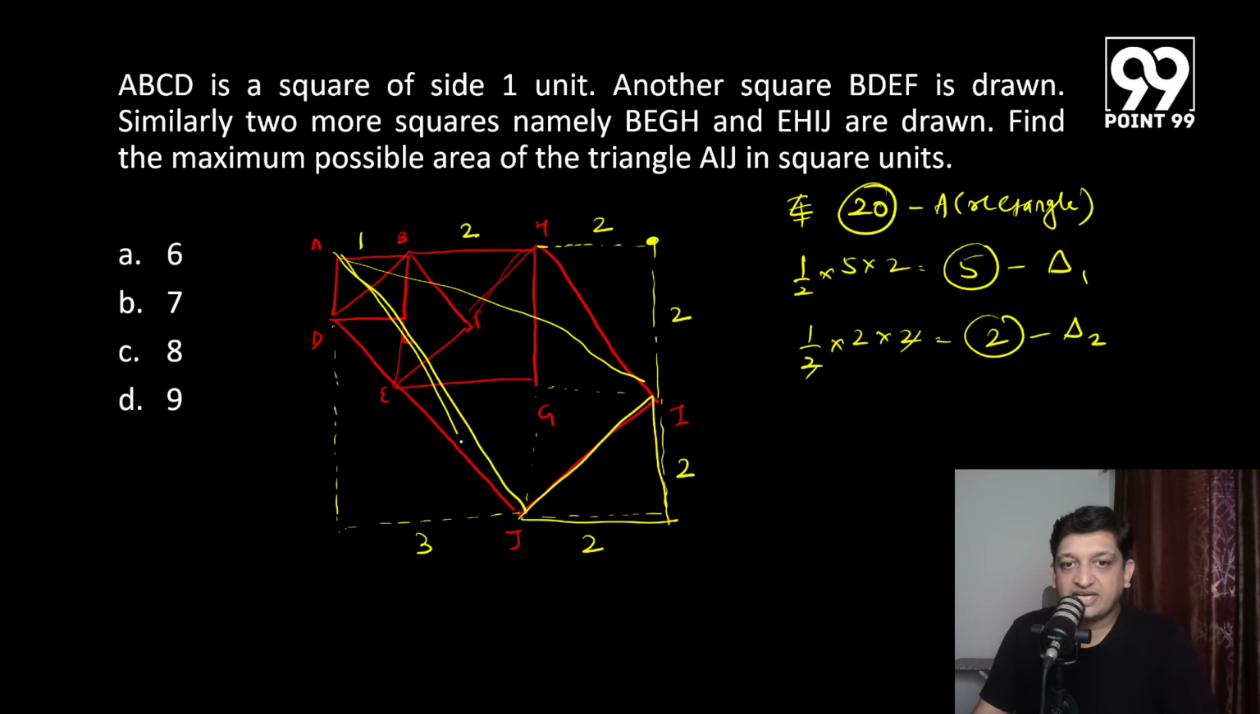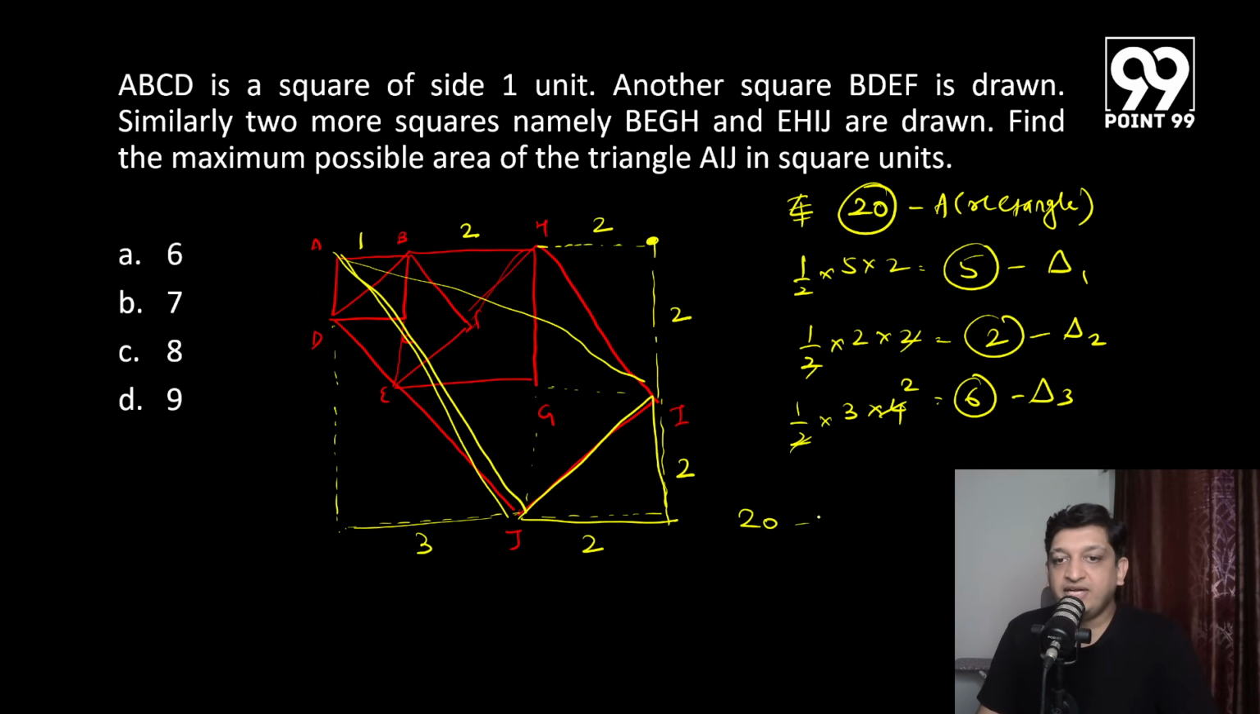And if I look at this triangle 3 that I have, AJ and this one, I will say that the base is 3 and the height is 4. So I'll be able to cancel this out and it will be equal to 6. This is triangle 3. So what is the remaining area? That will be the area of triangle AIJ. So 5 plus 2, 7 plus 6, 13. Out of 20, if you remove 13, you will be left with a 7, which is going to be the answer to this particular question.